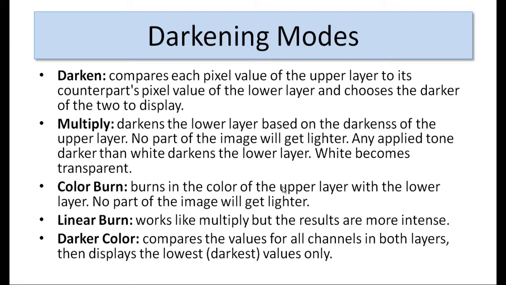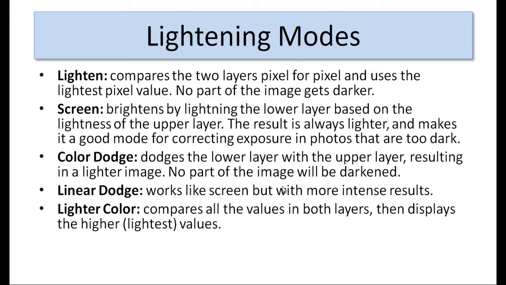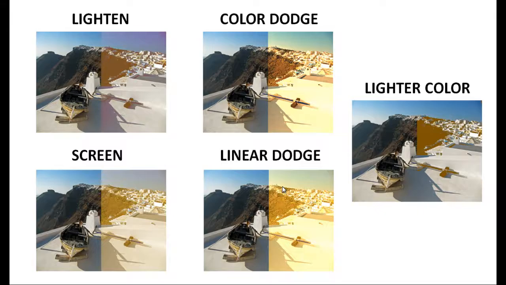Now let's go on to the next slide. Darkening modes: darken, multiply, color burn, linear burn, and darker color. Those are the blending modes, and as we said, they always give you darker results than your original base color was. And you can see how the images look after applying the different blending modes. Lightening modes: lighten, screen, color dodge, linear dodge, and lighter color. Just like the darkening modes, they give you brighter final results than your base color was. And you can see how each looks after applying the different blending modes to our layer.